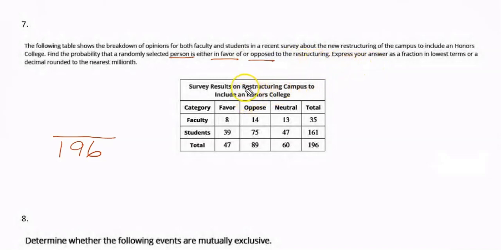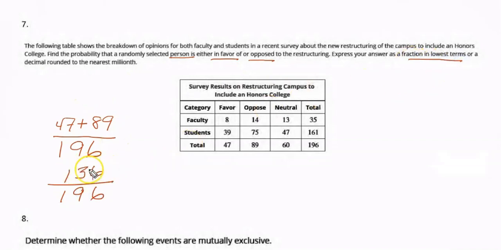Okay, so here it doesn't make any difference whether it's faculty or student. We want those in favor, which we see here is 47, and those opposed, 89, and we're not including the neutrals. So it will be the sum of these two, which is 136 out of 196. And they want it in lowest terms.